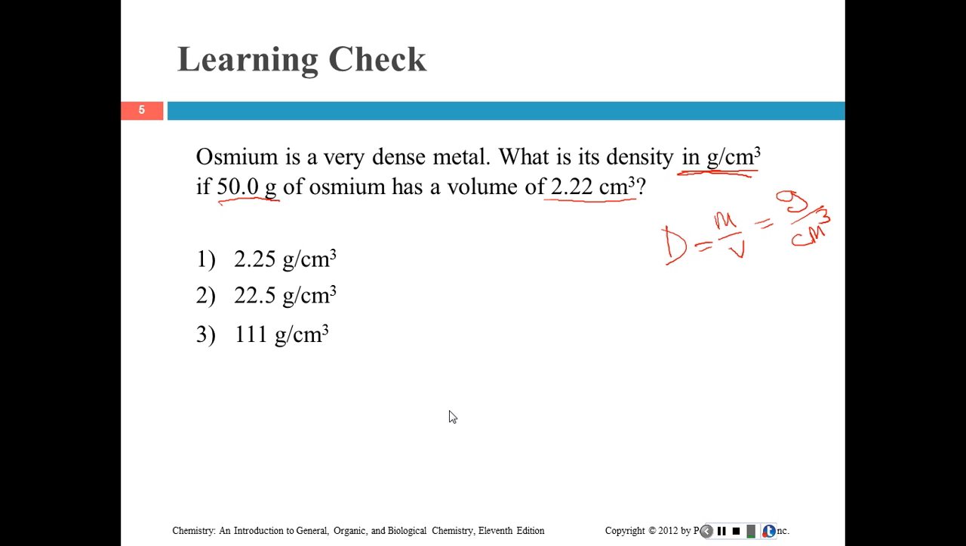So if you look at this, what are we being given here? We've been given 50 grams, and we've been given 2.22 cubic centimeters. So all we have to do is say density equals 50.0 grams of osmium per 2.22 cubic centimeters.